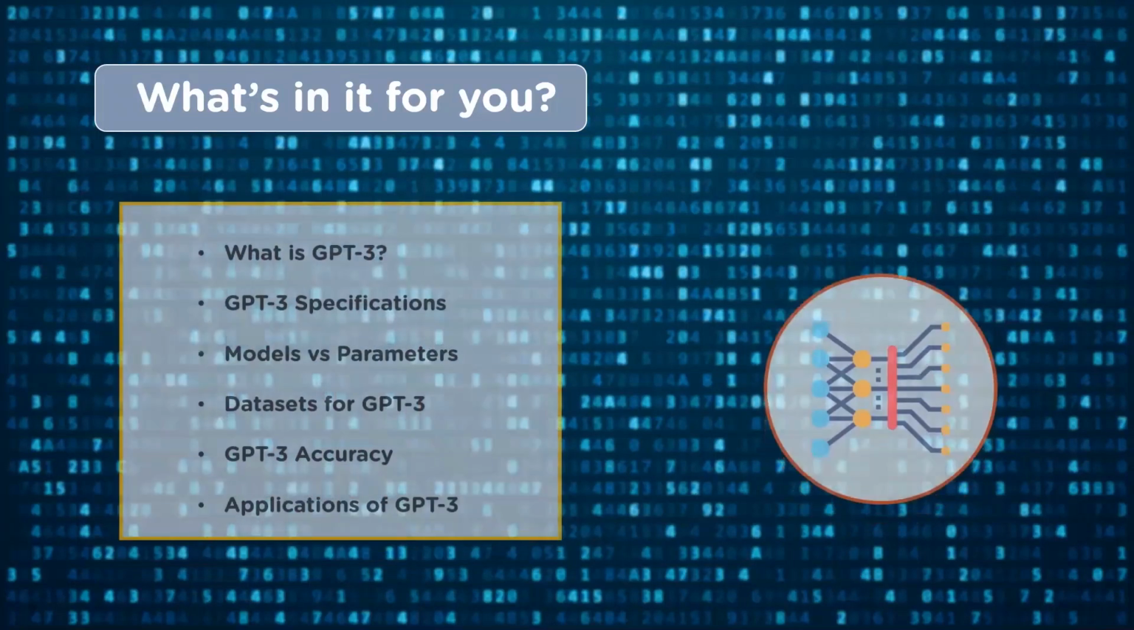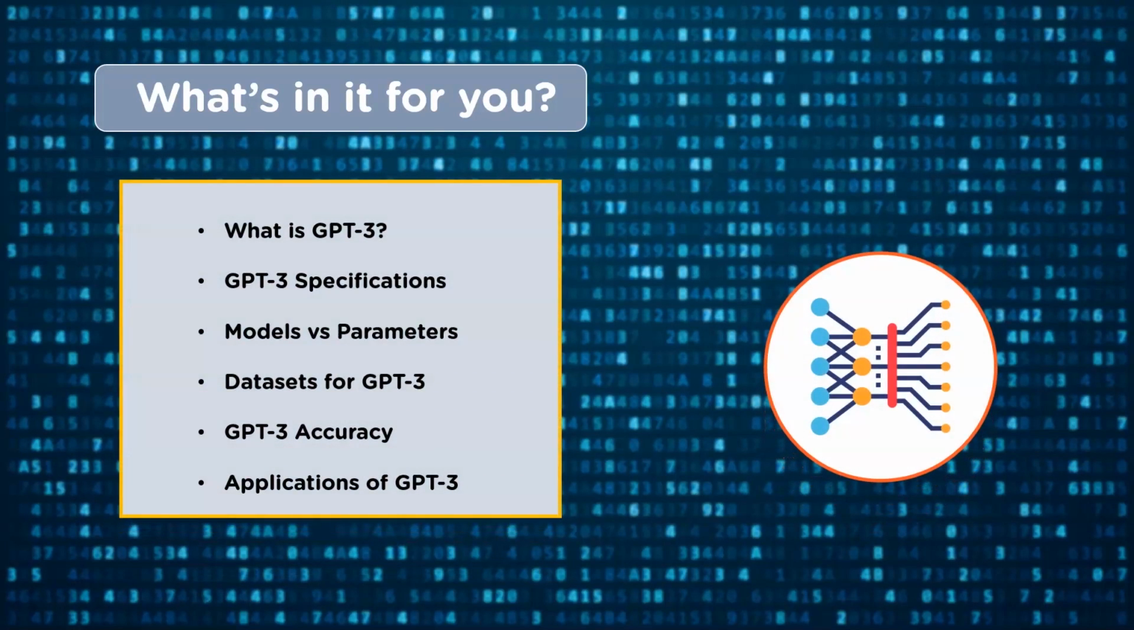So in this video, you will learn what is GPT-3 and look at the various specifications of GPT-3. Then, we'll see a few language models and the number of parameters that have been used to build the models. You will understand the various datasets that were used in GPT-3, its accuracy, and finally, we'll see the various applications of GPT-3. Now, these applications have been taken from multiple videos that people have posted on Twitter, and we have given due credit to them. You can go ahead and check out the links to see the source of the videos.